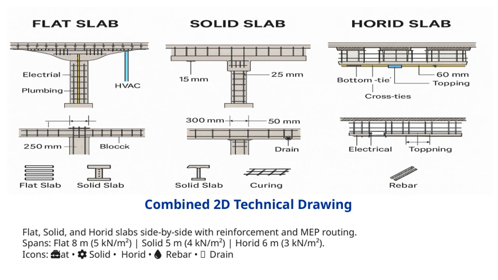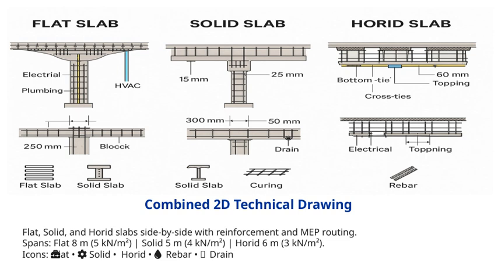Moving on, the solid slab extends 5 meters and supports a slightly lower load capacity of 4 kN per square meter. Solid slabs are typically more robust, used where greater strength is needed. Lastly, we have the Horid slab, which spans 6 meters and is rated for 3 kN per square meter. You'll notice the icons here. The brick icon indicates flat slabs, the toolbox for solid, and the abacus for Horid. These help us quickly identify the types of slabs in the drawing.